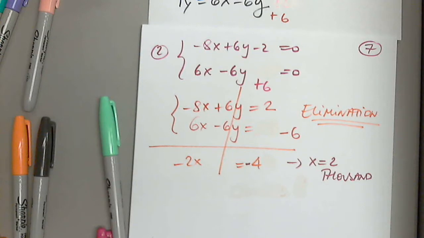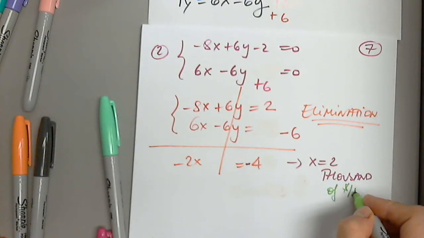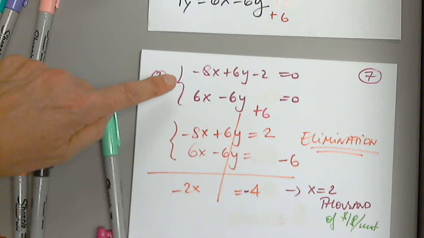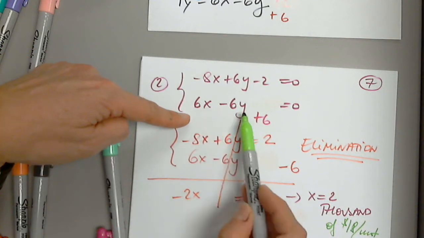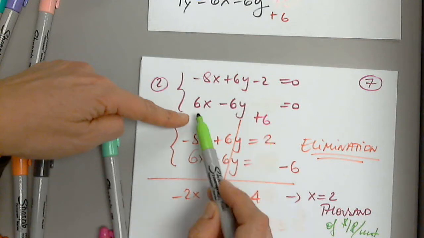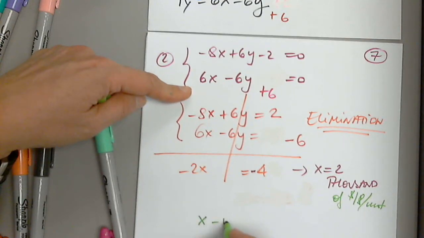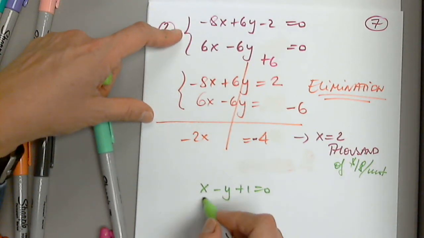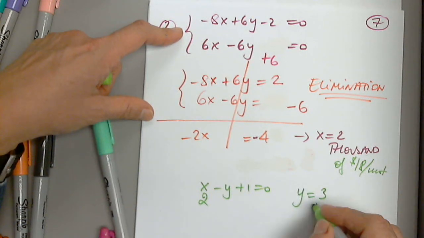Right? Okay, so this is $18 per unit. That was the 18. Okay, so we have x. Now we go back to any equation you want. I prefer this one, which is x minus y plus 1, if I divide both sides by 6. So x minus y plus 1 equals 0. So if x is 2, then y is 3. Of course, 1,000.